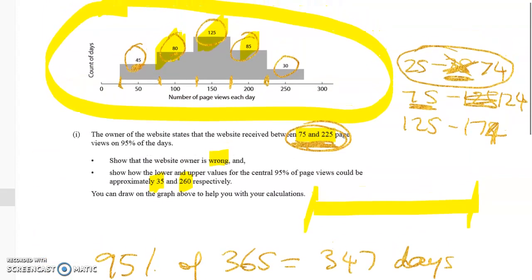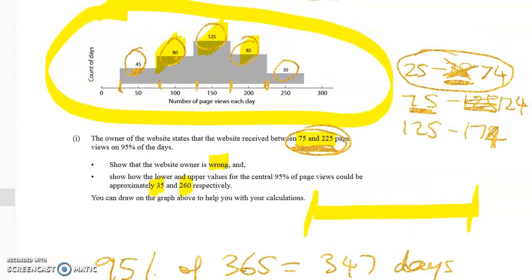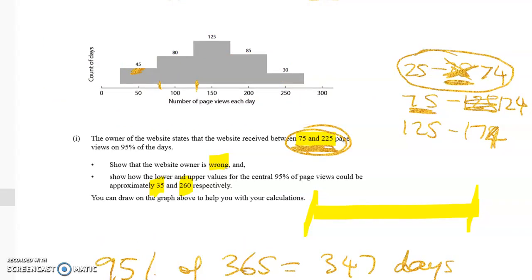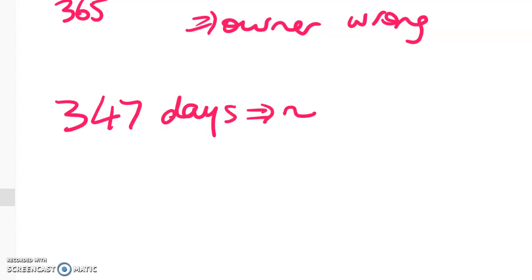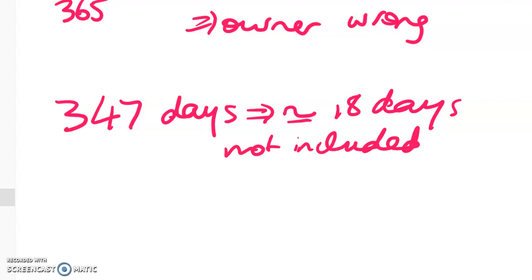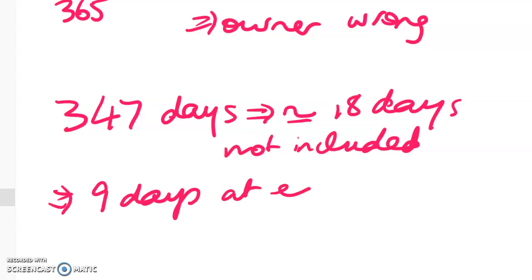So let's look at how we could figure out a good estimate of the central 95% range. So let's take all of this off. Well, if I want to have 347 days covered, then I need to be chopping off 9 days at each end. So 347 days means that we want roughly 18 days not included. And we might as well go symmetric and say 9 days at each end.